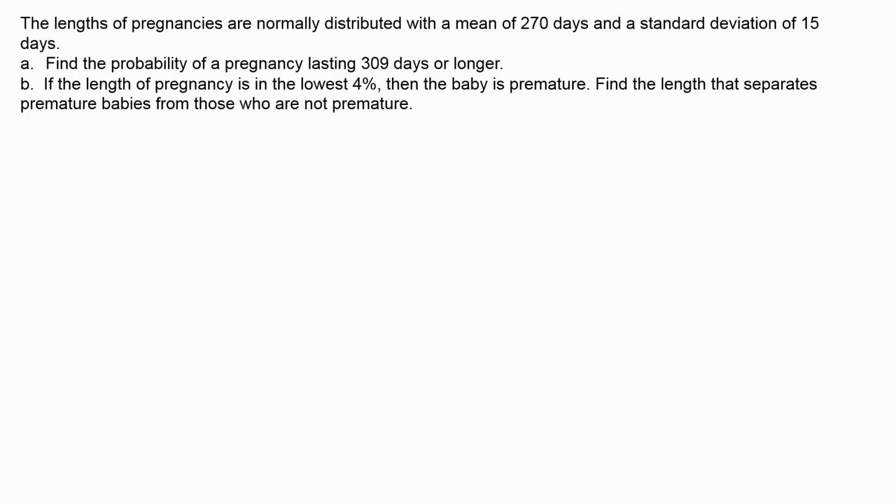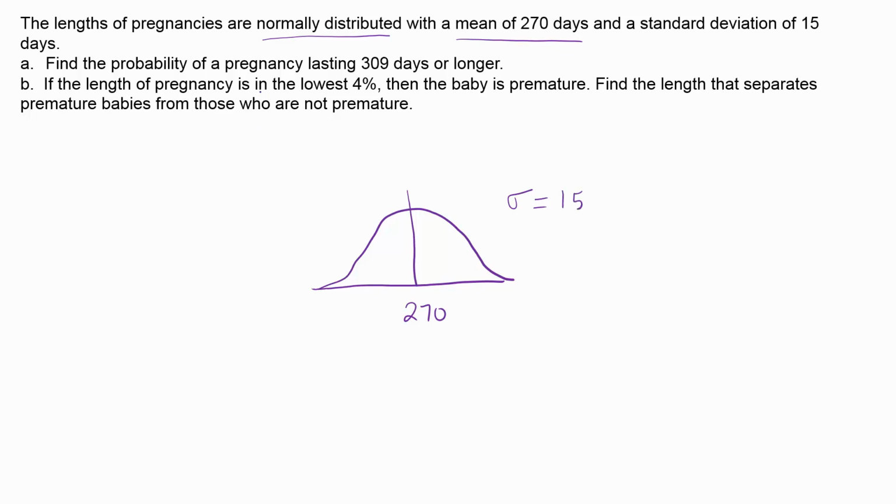The lengths of pregnancies are normally distributed. That tells me right away to start drawing a picture. The only way you will be able to work these problems is by drawing a picture. The mean is 270 days, right there, and the standard deviation is 15. Find the probability of a pregnancy lasting 309 days or longer.